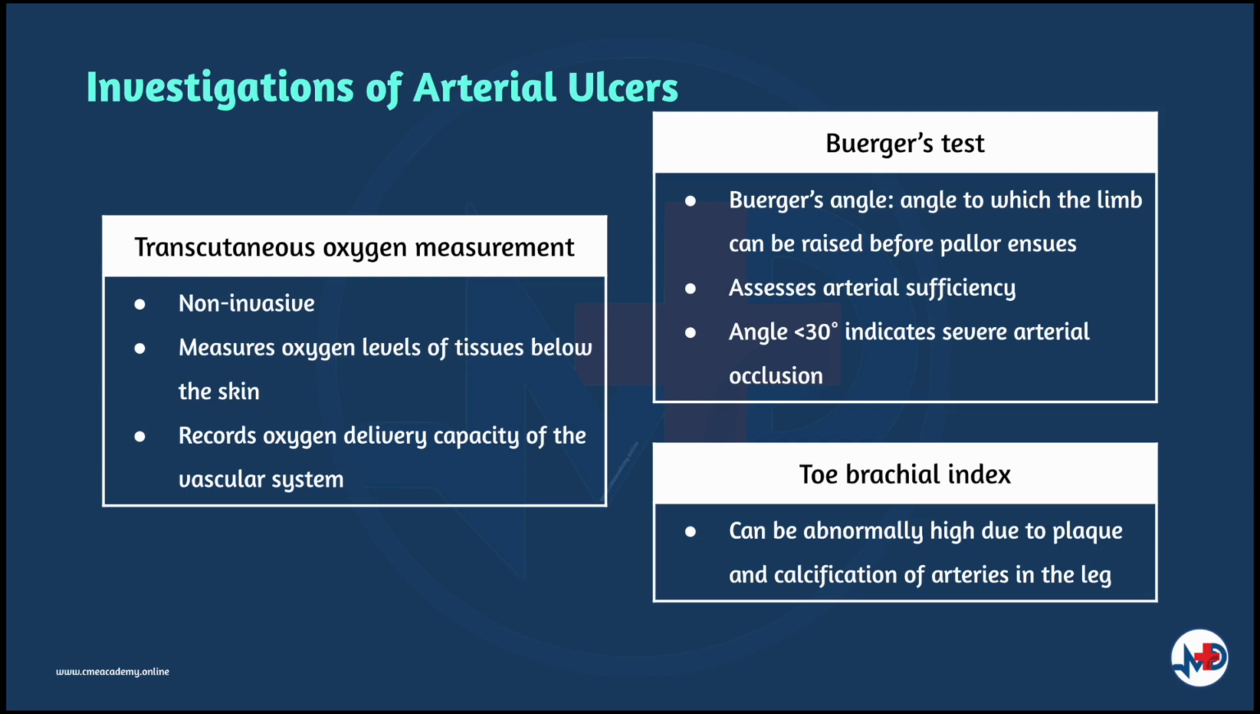Toe brachial index can be done when the ankle brachial index is abnormally high due to plugging or calcification of the arteries in the leg, and this is caused by atherosclerosis.